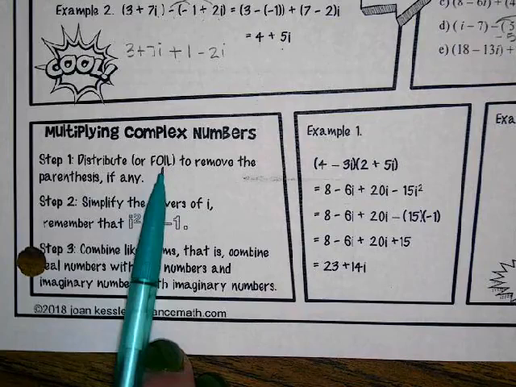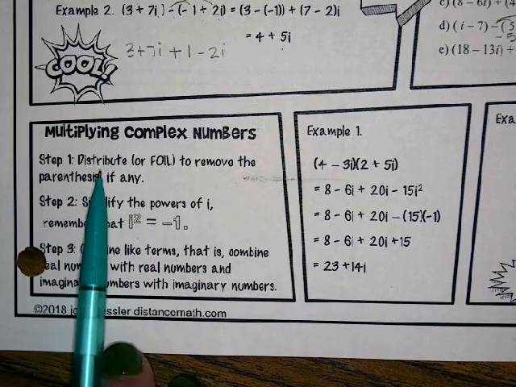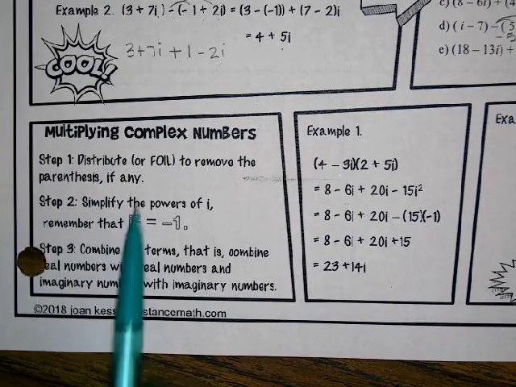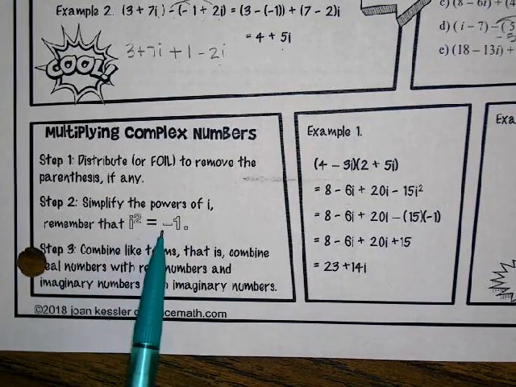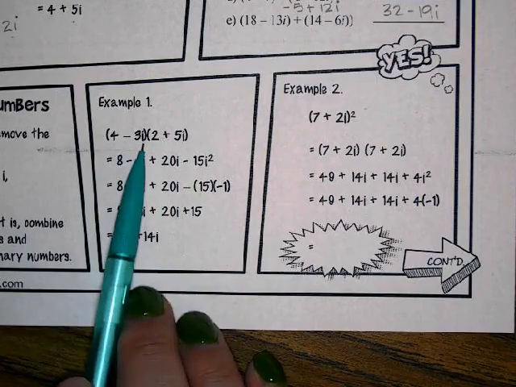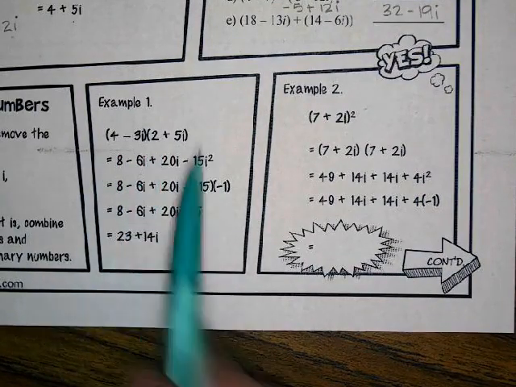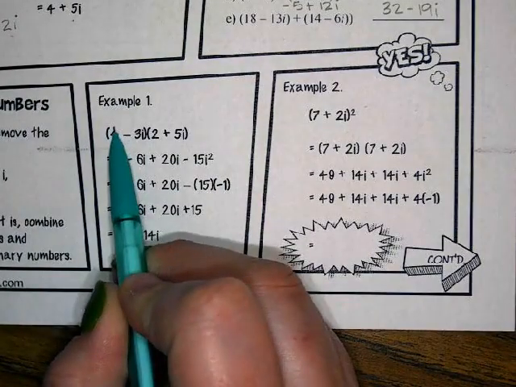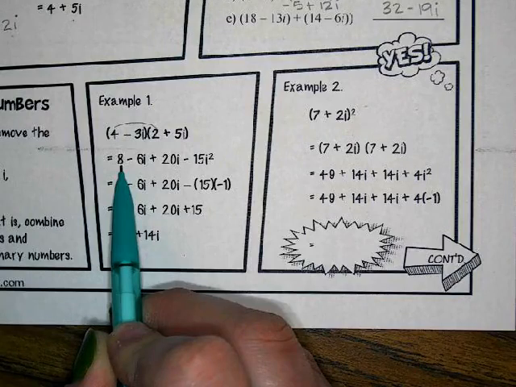Otherwise, if you see something next to a set of parentheses, you're just going to have to remember to distribute. Simplify your powers of i and keep in mind that i squared is -1, and then do all your combining of like terms. So if we look at this first example, they start off with 4 minus 3i and 2 plus 5i, and the first thing they did is they multiplied 4 times 2 and they got 8. We good with that? 4 times 2 is 8?